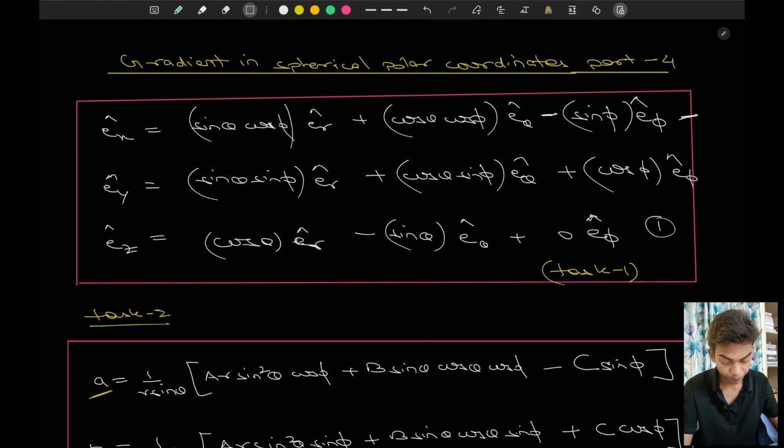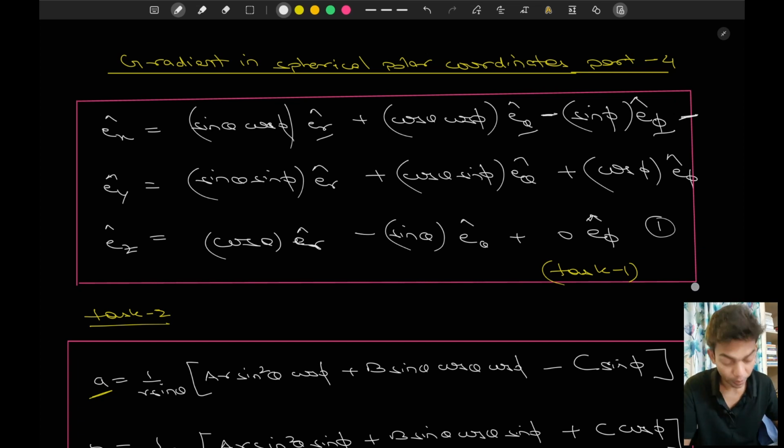Let me remind you, in the last three lectures we have been trying to derive an expression for the gradient in spherical polar coordinates. Let me give you a short overview of what we have done. We have expressed our Cartesian unit vectors in terms of polar unit vectors, which are shown on the screen. So Ex, Ey, Ez are expressed in terms of Er, E theta, E phi.